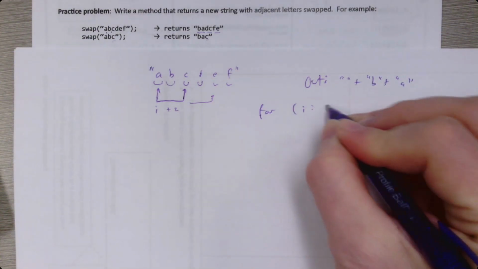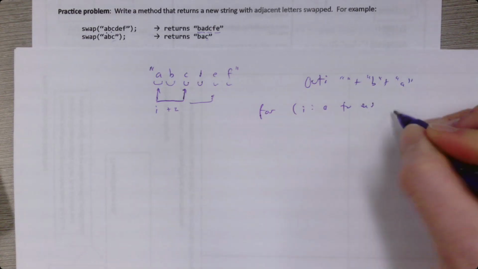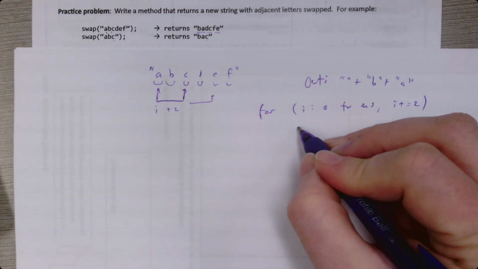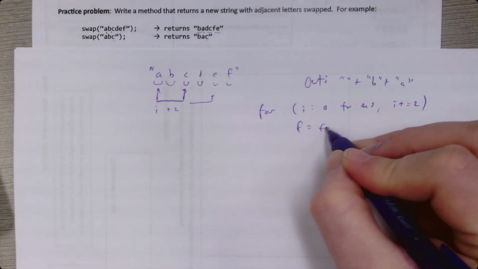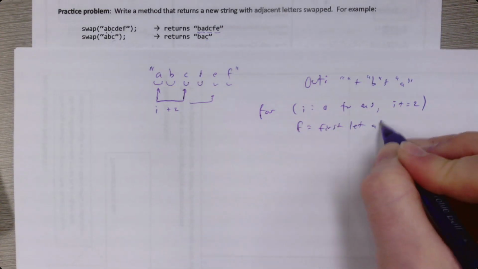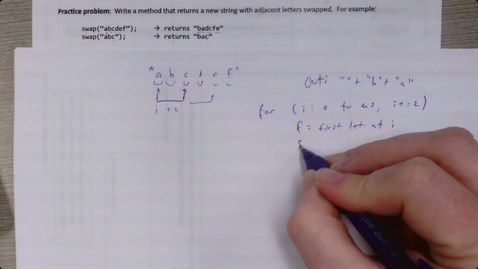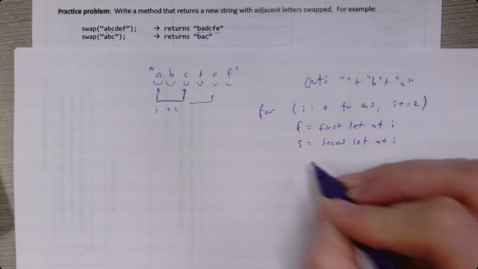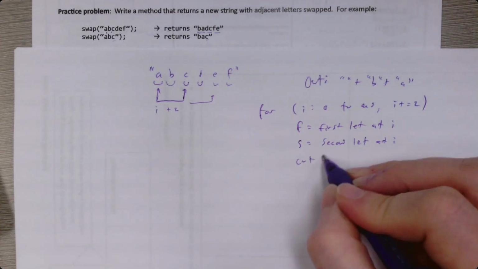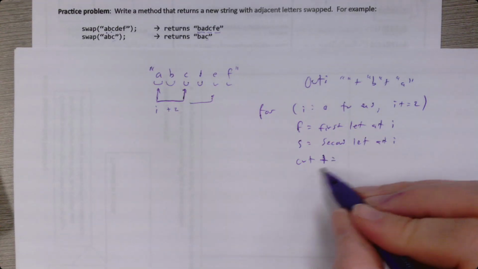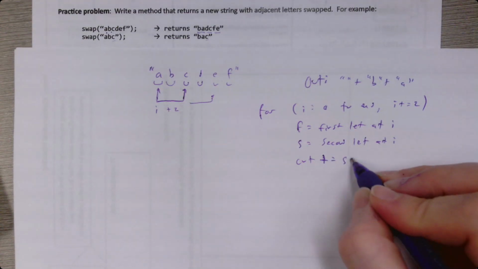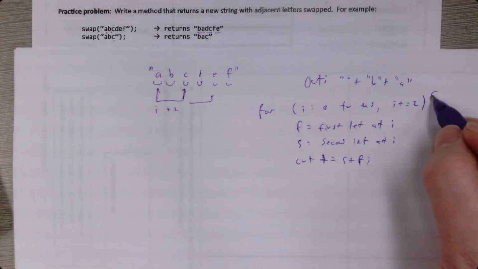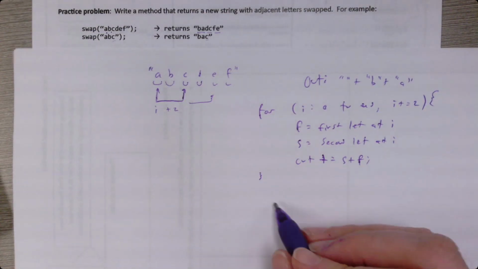So i goes from 0 to the end of the string, and we add by 2s. I get out the first letter at i, and then I'll get out the second letter at i, and then I'll add to the end of the output the second letter followed by the first letter, because that's going to add them in opposite order, in reverse order. And then at the end, I'll return.